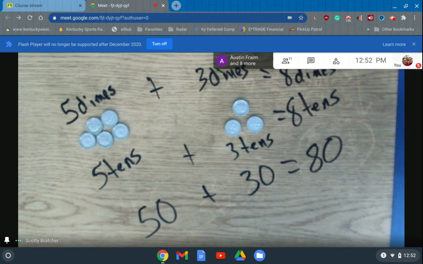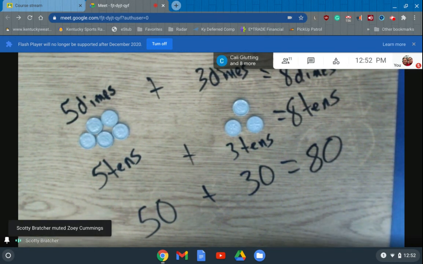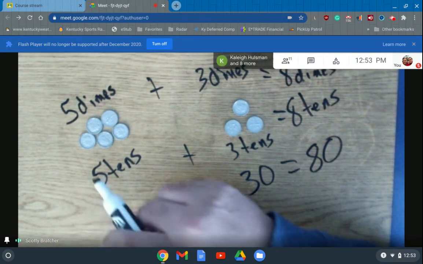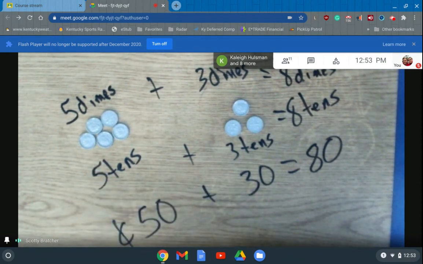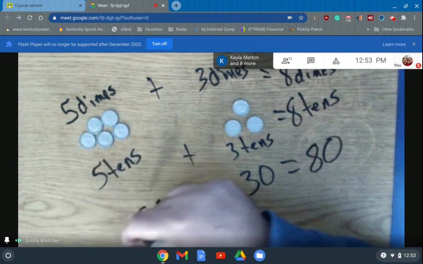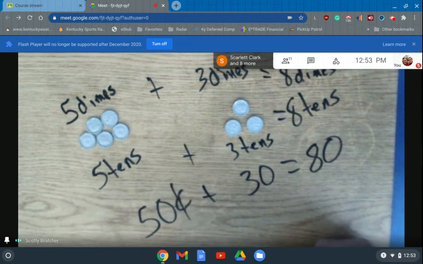Kaylee, what am I missing? Your cent sign. My cent sign, exactly. So I'll put it here like this. Is that where it goes? No. No. Okay. I see that a lot in second graders. I saw that a lot last year when I was helping Miss Allison in third grade. Okay. Our cent sign doesn't go in front. It goes behind.